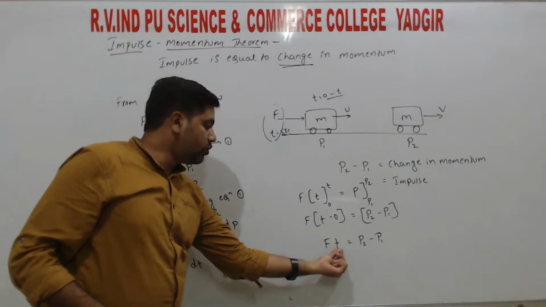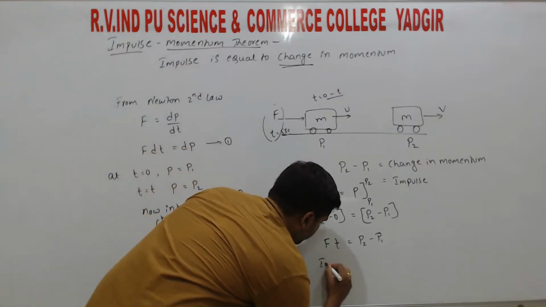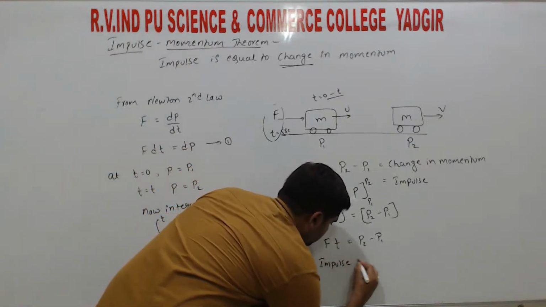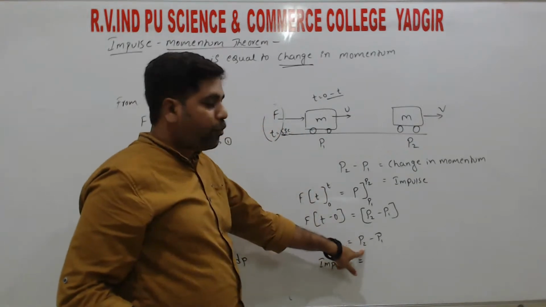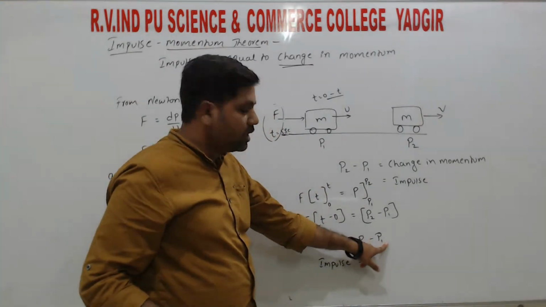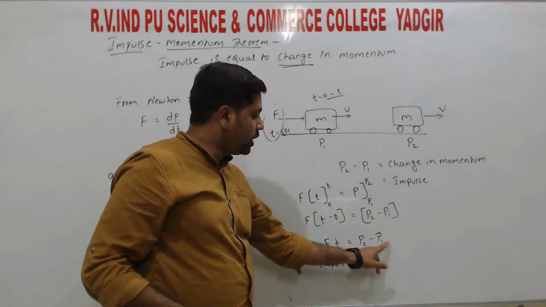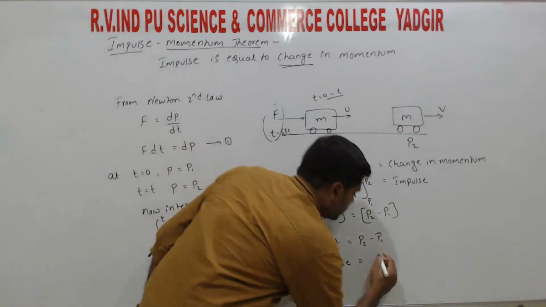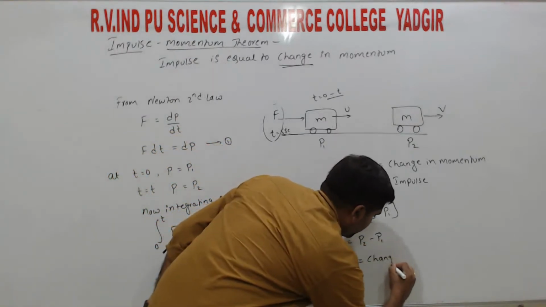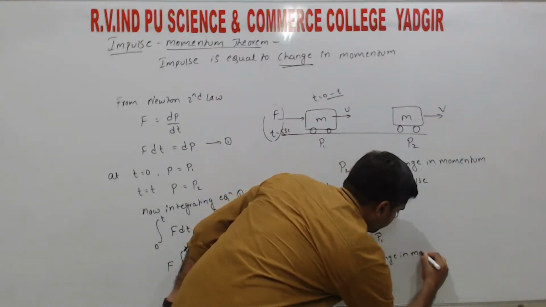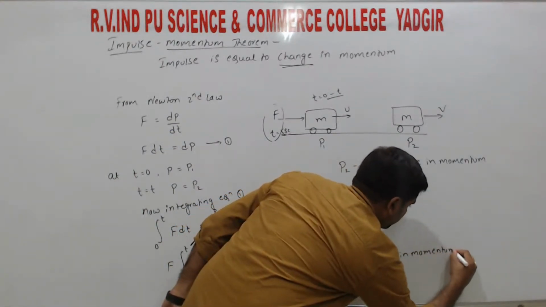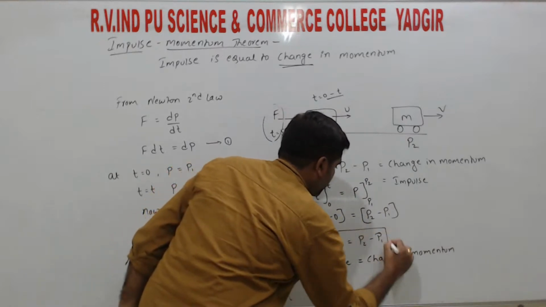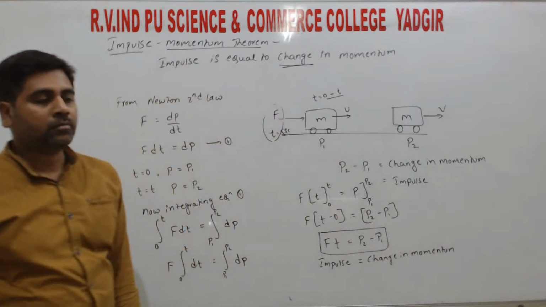So force into time, we call this one impulse, that is equals to P2 minus P1, where P2 is the final momentum and P1 is the initial momentum. So final momentum minus initial momentum, we call this the change in momentum. So this we proved mathematically, right?